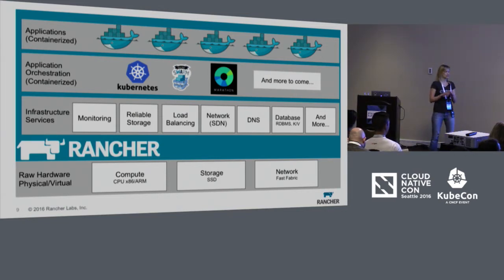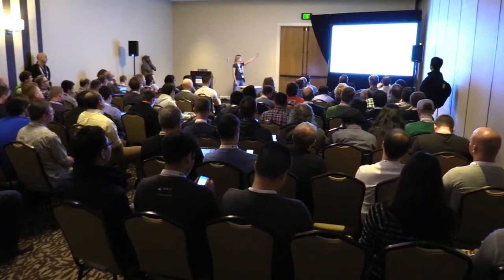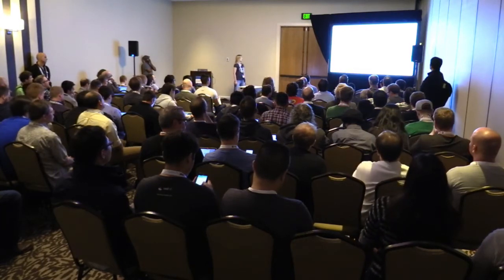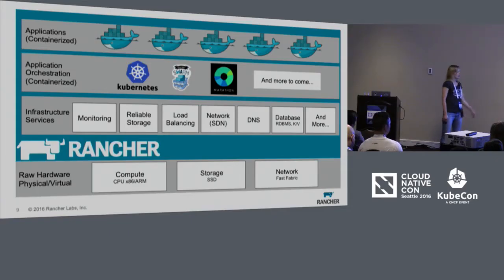Once this infrastructure services layer is set, we deploy the application orchestration platform. Whether it's Kubernetes, Swarm, or Mesos, it's all containerized and built with just one click. And then after we containerize and deploy these two layers, a user can come and actually start deploying his applications. The application management is not something that we do. We delegate it to the orchestration provider of the user's choice. Kubernetes, Swarm, Mesos, up to you.